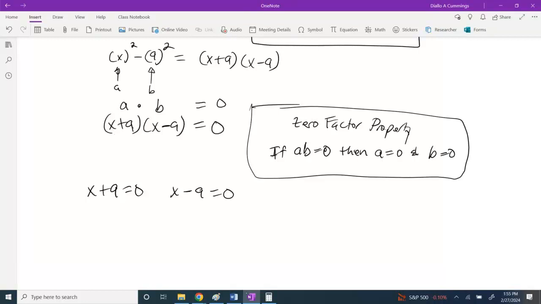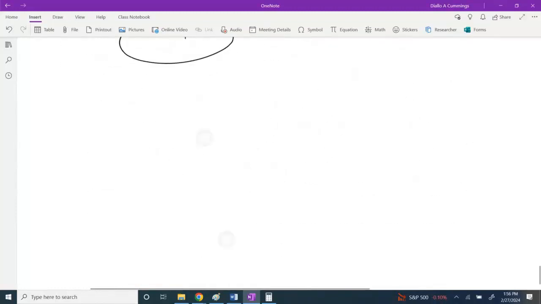For the first equation, x plus 9 equal to 0, I'm going to transpose 9. So I get x is equal to negative 9. For the second equation, if I transpose negative 9, I simply move the negative 9 across the equal sign, it becomes positive. So I have x is equal to 9. Those are my two solutions, negative 9 and positive 9. So for the first one, you had to use the difference of squares formula. All right, so let's take a look at number 2.